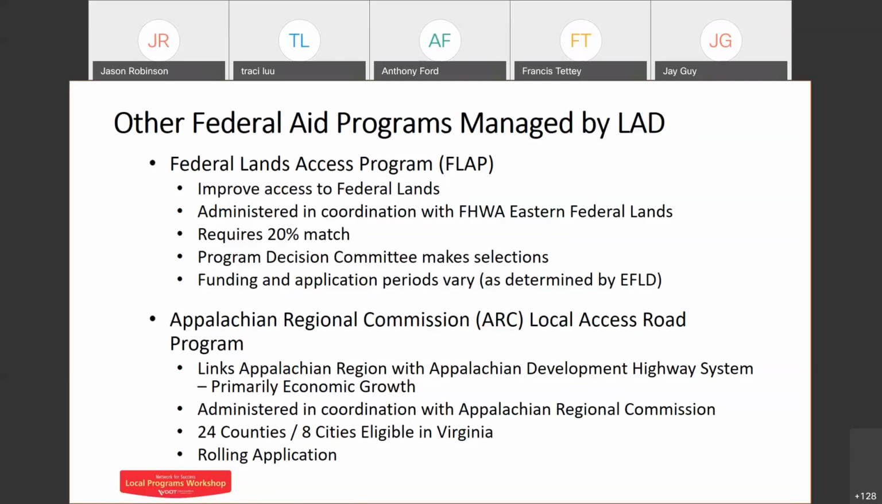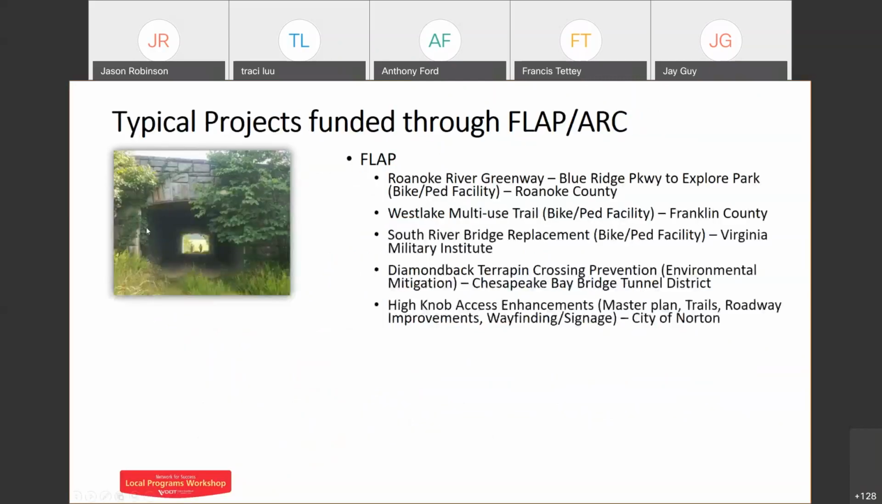So I encourage you guys to go look at that. So again, just wanted to introduce these to you. And Jay, if you'll go to the next slide, I have some examples of some typical FLAP and ARC projects.